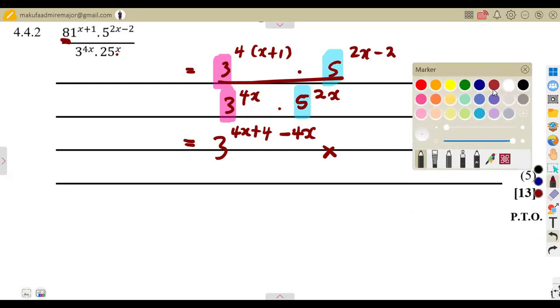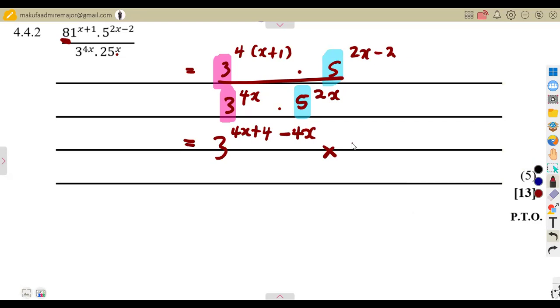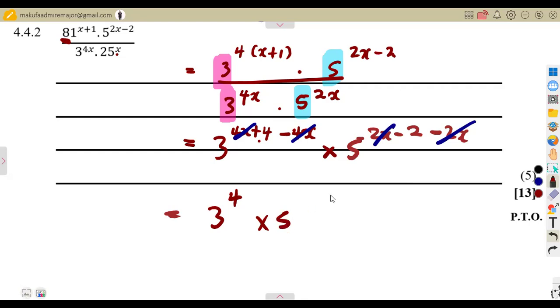So there we're going to subtract again. The bases are the same. So that is 5 to the exponent of 2x minus 2. We subtract the 2x in the denominator. If you are to subtract here, you're going to see that the 4x and the 4x are the same. So that's 3 to the exponent of a positive 4 times the same thing, the 2x minus 2x are the same. So that is going to be 5 to the exponent of a negative 2.